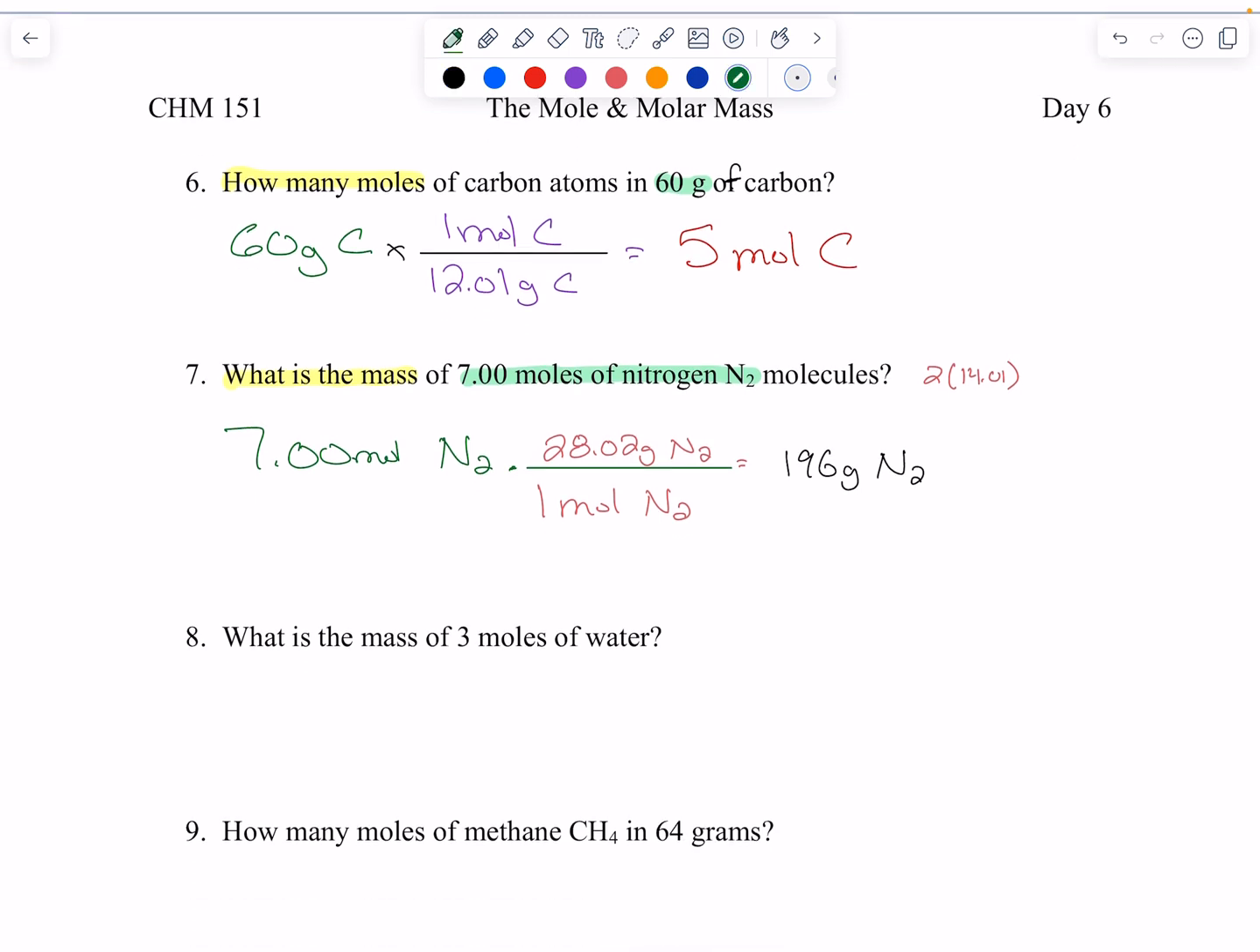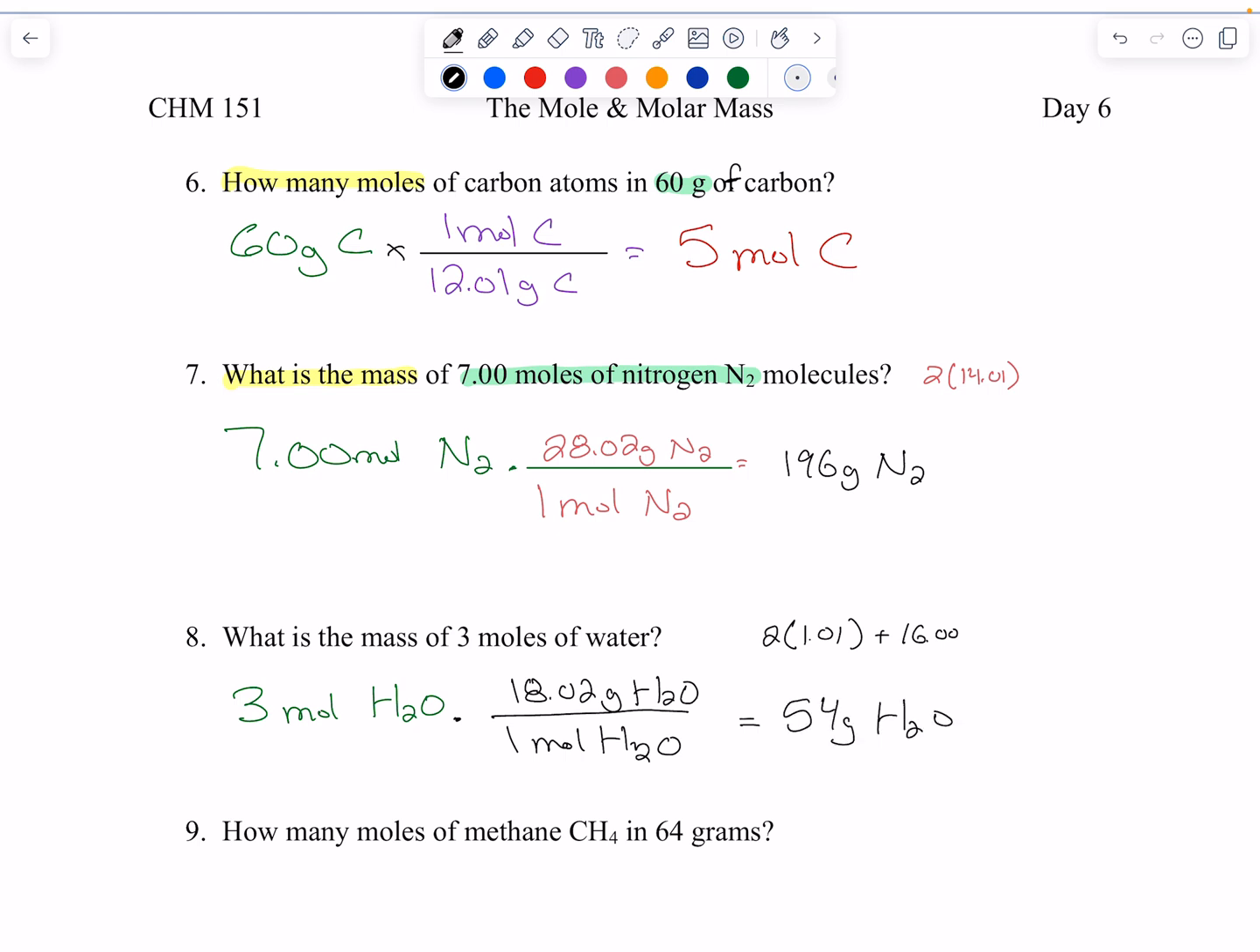What's the mass of 3 moles of water? So we got 3 moles of H2O. All right, 1 mole H2O on the bottom. And we know water is 18.02 grams H2O, right? Again, that's 2 times hydrogen of 1.01 plus 16. And so that turns out to be, what, 54 grams? However, we only have 1 sig fig, so that's 50 grams of H2O. All right, and those sig figs matter.